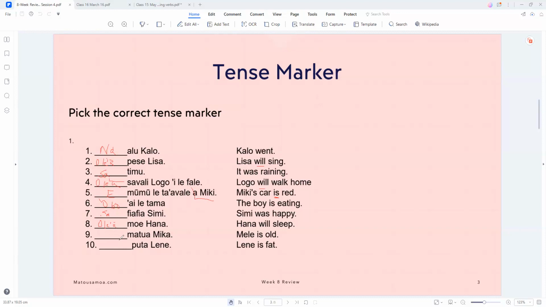Okay. Mele is old. What is that one? Yes. So is present tense. It is what it is. Like that's what the situation is. Mele is old. Miliamu is old. I'm old too. Lene is fat. This is pretty much the same. So is present tense, currently right now, the state of whatever it is. Habitual tense marker.